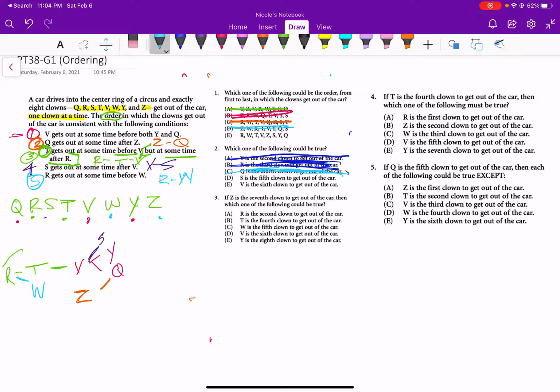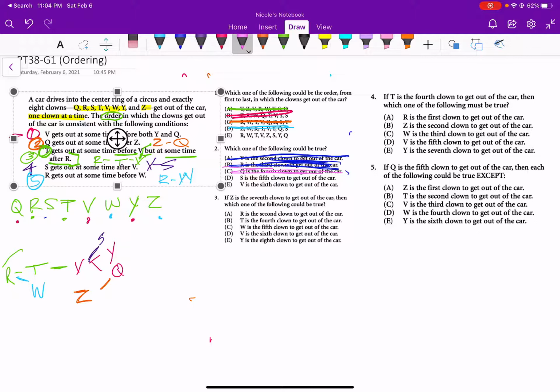S is the fifth one to get out of the car. I like this one because S only has to have V, T, and R in front of it. I'm not going to try it out yet. I'm going to just go on to the last one and see if I can cross it off. V is the sixth one. So can V be the sixth one out of the car?